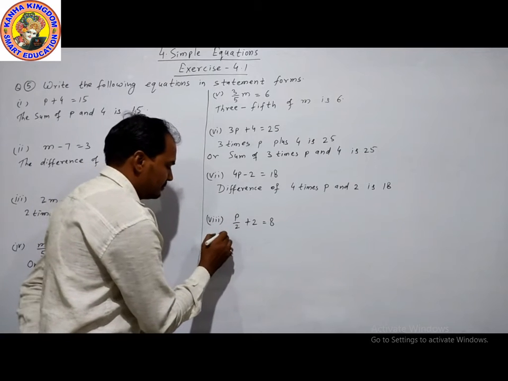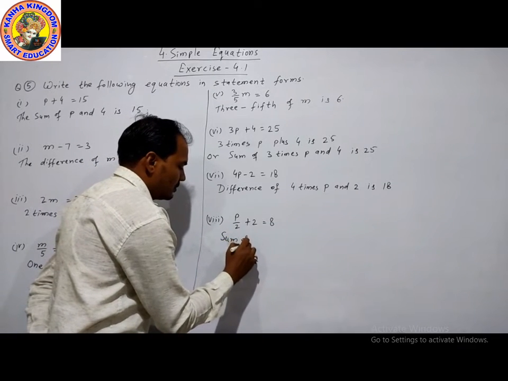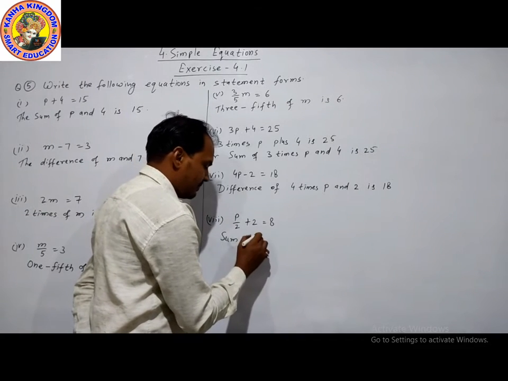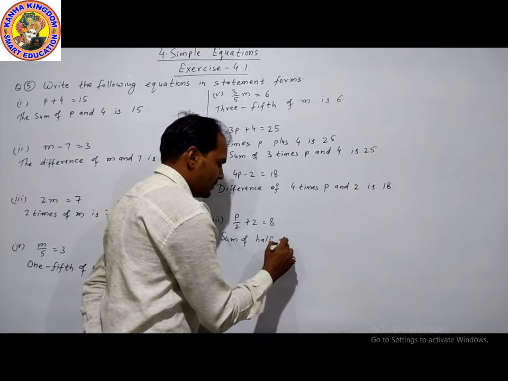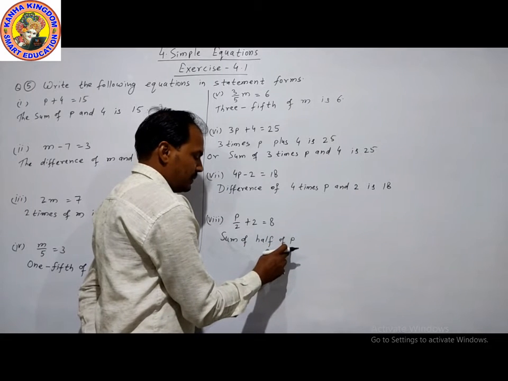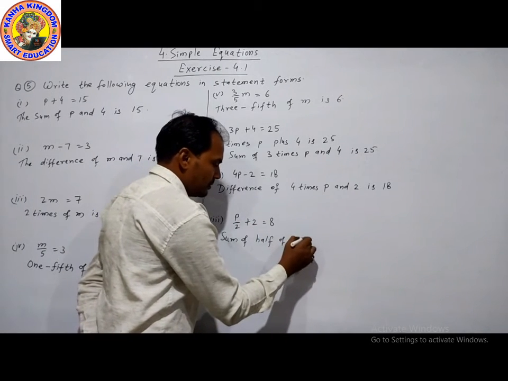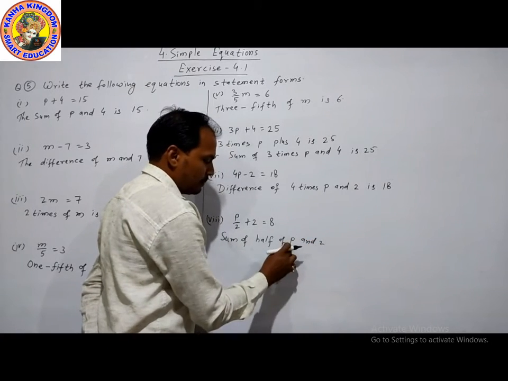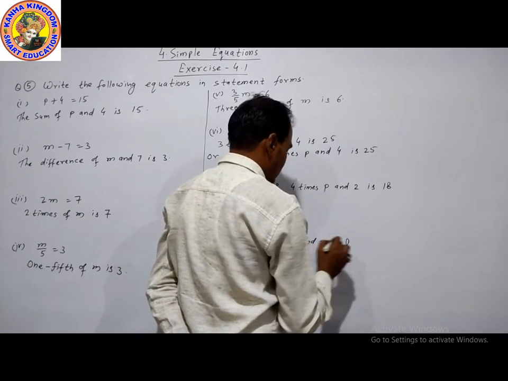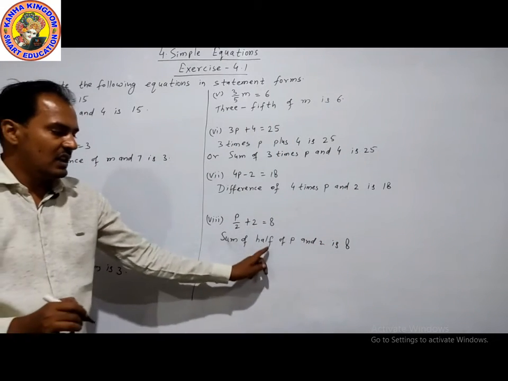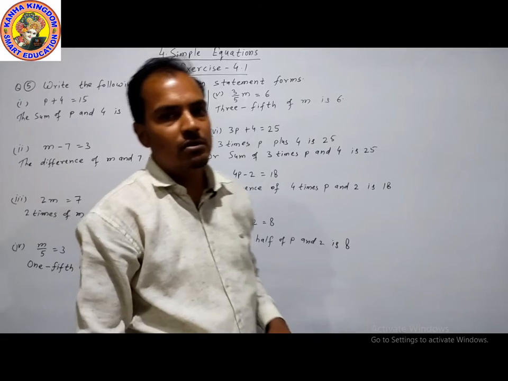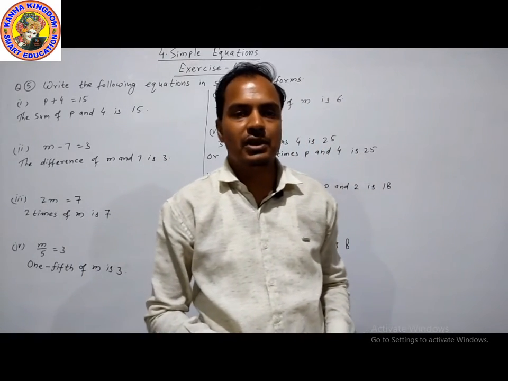Now here is sum. First is 1 by 2, means half of which number? p. Sum of half of p, next is 2, and 2. Sum of two numbers, half of p and 2, is equal to 8. Sum of half of p and 2 is equal to 8. You can take a screenshot of this. We will move to our next question.